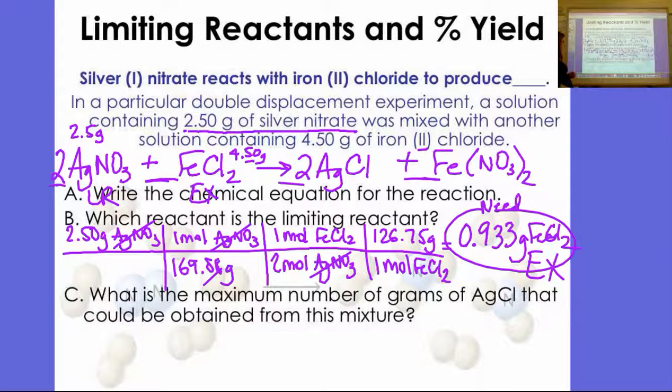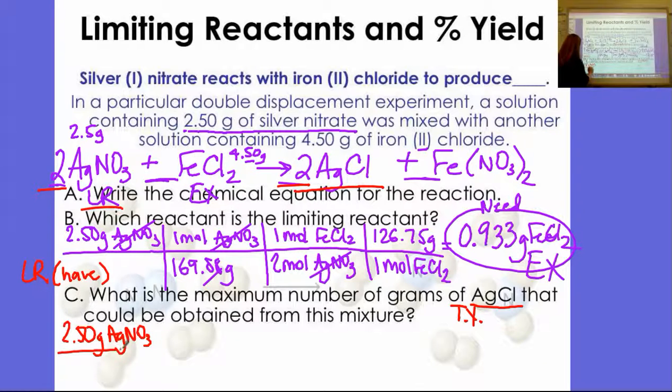So part C. What's the maximum number of grams of AgCl? This is my product, so this has to be my theoretical yield that could be obtained from this mixture. What do I have to start with when I calculate products? I have to start with my limiting reactant and how much I have of it. We said silver nitrate was my limiting, so now I'm converting silver nitrate to silver chloride. That's a 2-to-2 ratio, but I have to start with my grams, which was what I was given. 2.50 grams of AgNO3.